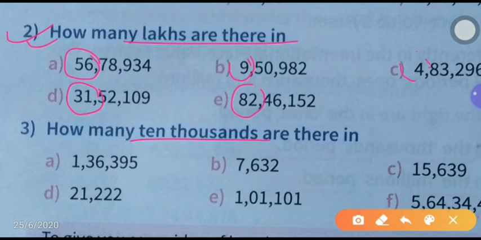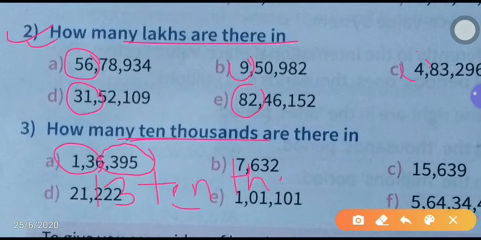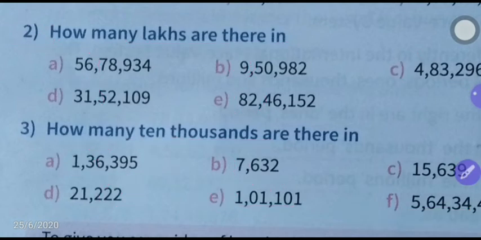Okay, how many 10,000s are there? Here you see before 10,000 which place is there? Thousands place. So when we find 10,000s, we will leave up to the thousands place, and the remaining is our answer. So how many? 13 10,000s are there. Okay, so next B number, you see second number, here B number 7,632.